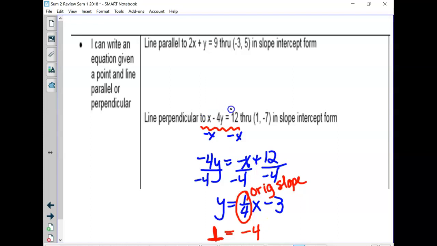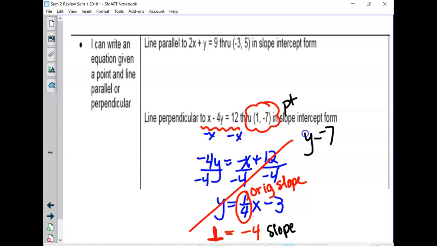Now, we don't need this equation at all anymore because the other part of the question says we now have to make a line that goes through 1, negative 7. That's a point. This is a slope. So I'm going to start with point slope. y minus negative 7, or plus 7, equals, the slope is negative 4 for the perpendicular, and then x minus the x value, which is 1. How do I want to leave my answer when I'm all done? Yeah, it said slope intercept, so I've got to get the y by itself after I distribute here.